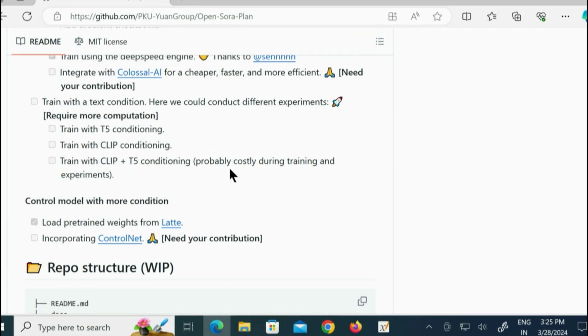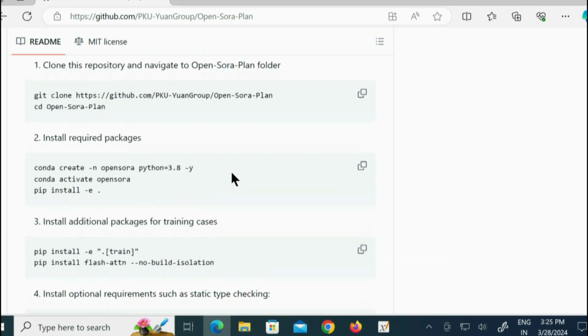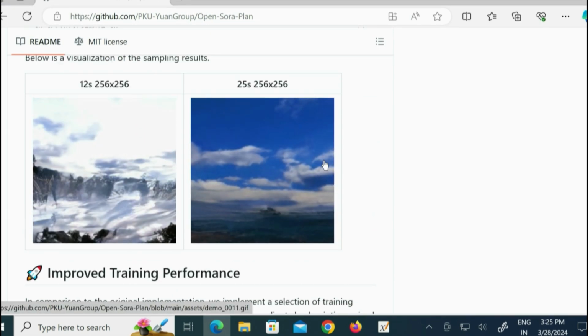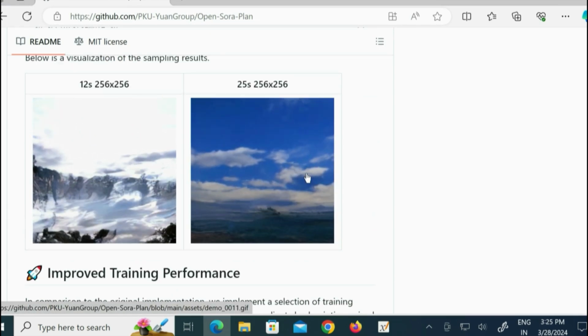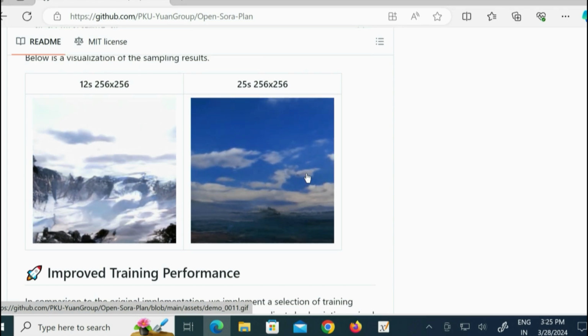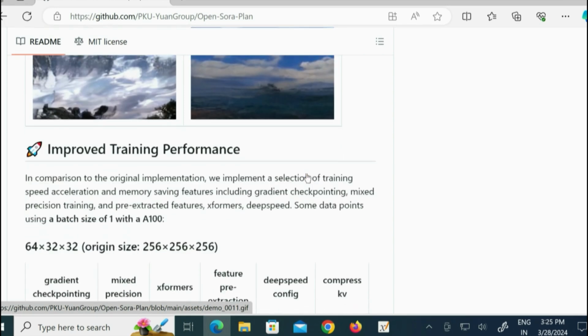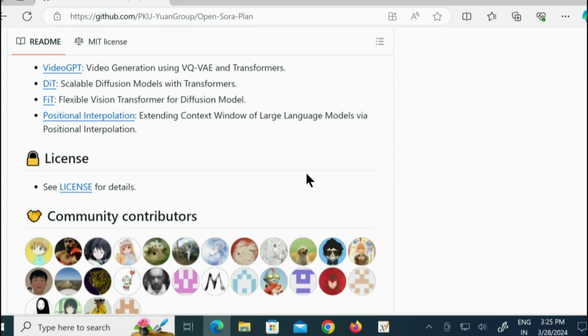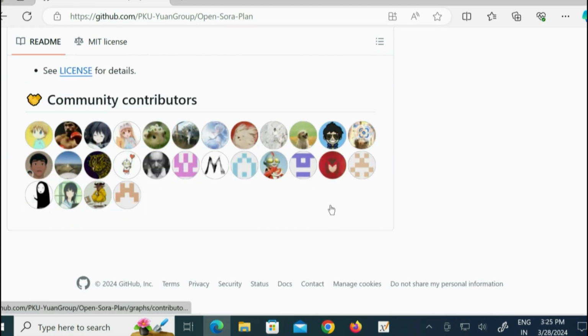Yeah, they will be using CLIP embeddings and all this, obviously. And these are some of the image videos. They're still not that good compared with Sora, but I think it will catch up. Yeah, this is open source.